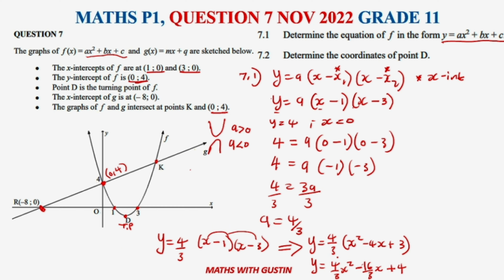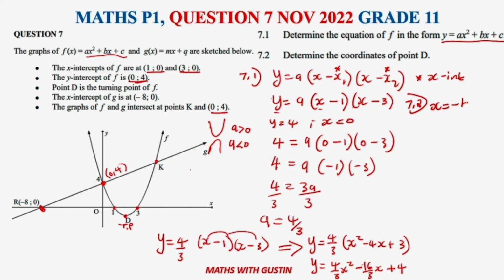And this is how you get this question in this format. Okay, now moving right along, let's move to 7.2. Determine the coordinates of D. Where is D? They've already said to us that D is the turning point. So in order for us to find the turning point here, 7.2, we'll use the equation.